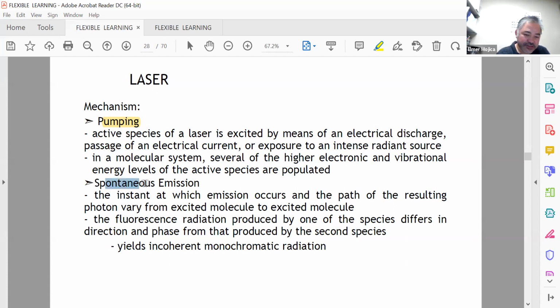Now, the spontaneous emission, this is the instance when the emission occurs and the path of the resulting photon varies from excited molecule to excited molecule. So the fluorescence radiation produced by one of the species differs in direction and phase from that produced by the second species. And this usually yields incoherent monochromatic radiation.